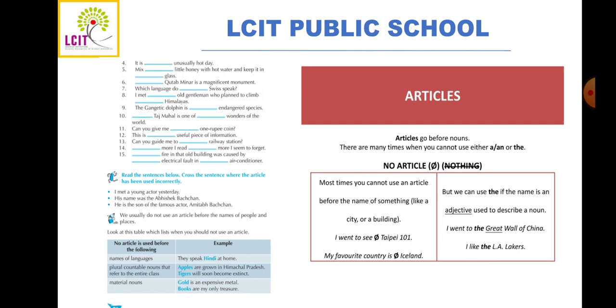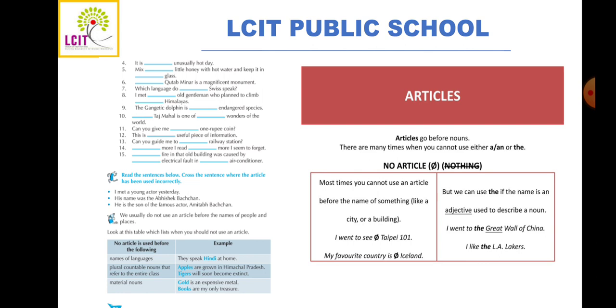So when is it not used? Names of languages. If I am talking about any language, I cannot say they speak a Hindi at home, they speak an Hindi at home, or they speak the Hindi at home. Does it suit well? No, it does not. So in front of any language, we do not use any article. Plural countable nouns that refer to the entire class: apples are grown in Himachal Pradesh.